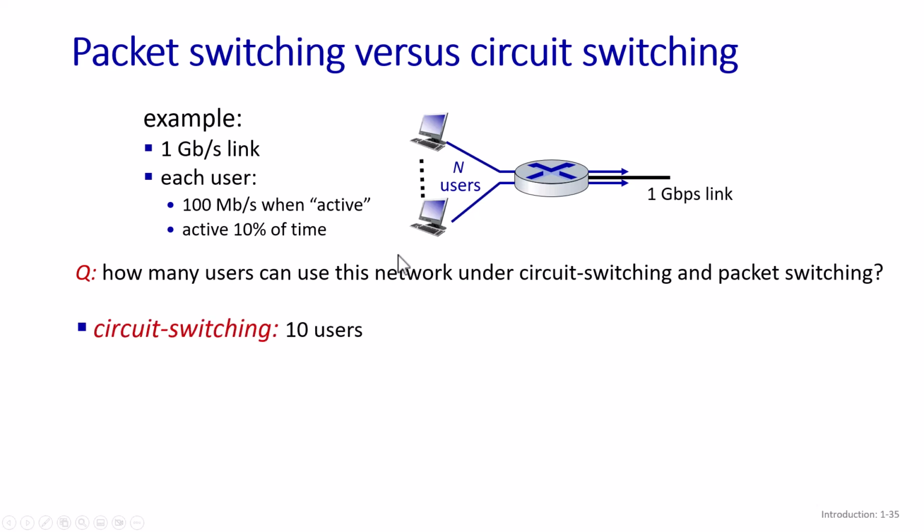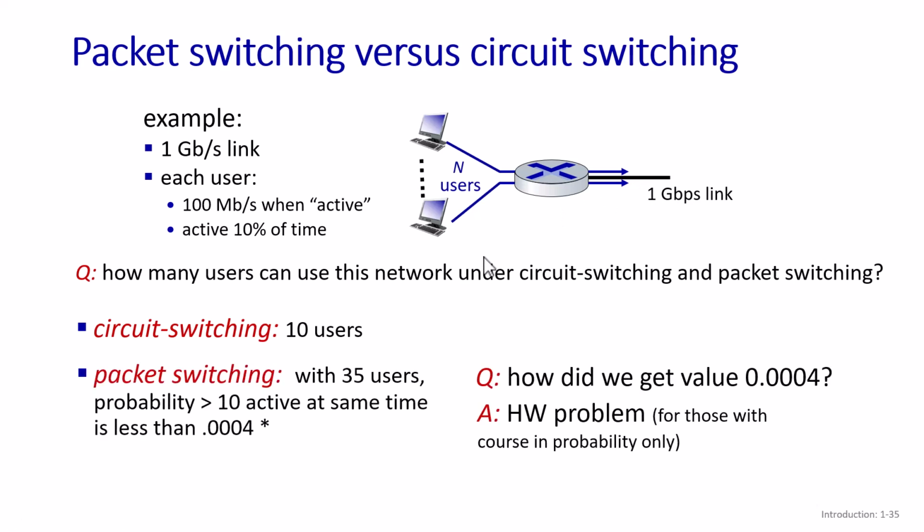With circuit switching, the solution is kind of easy because each user needs 100 megabits per second when they are active. We have a link of 1 gigabit per second. So when we divide this link by the need of the users, we see that only 10 users can use this link efficiently without a problem.